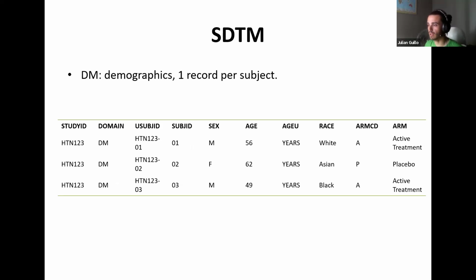So, for example, this is what a demographics table would look like, a very, very simplified one. This would be three individuals, and it would have information about an individual: subject ID, the sex, the age, the age units, the race, what arm of the study they are in, for example, if they are on active treatment or they are on placebo. There can be many more columns than this, but this gives the general idea of what an SDTM table looks like.